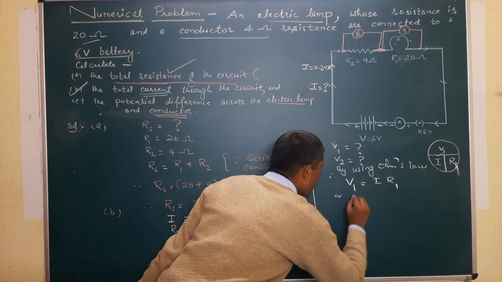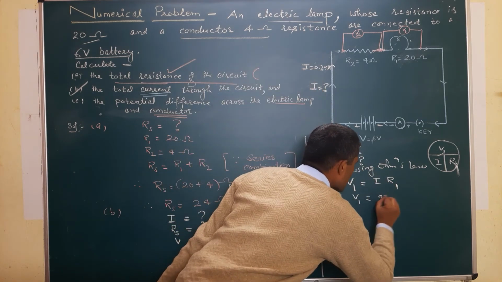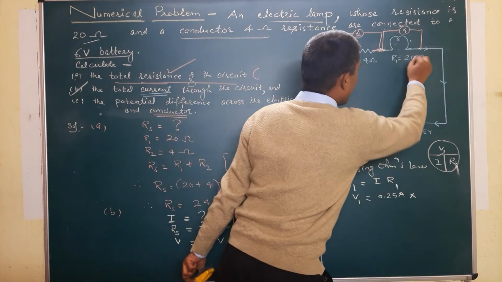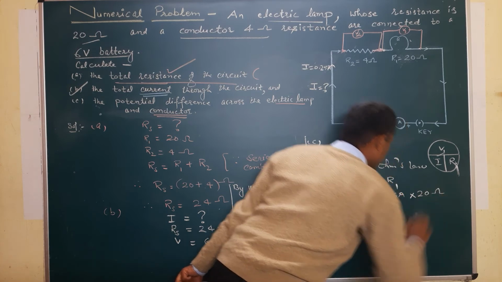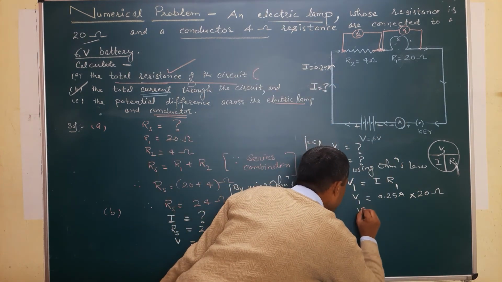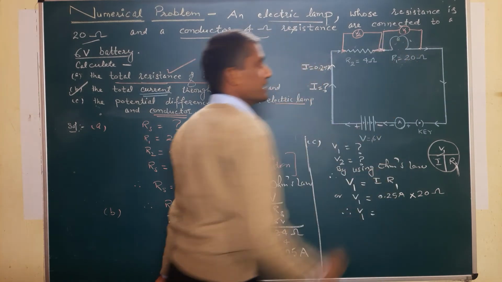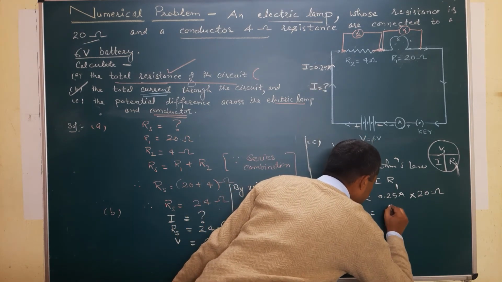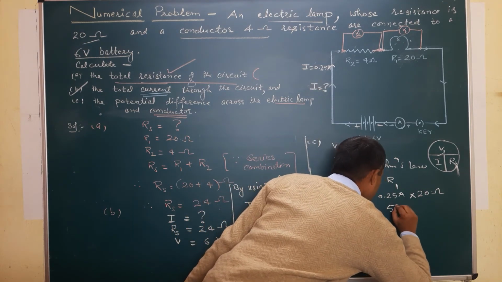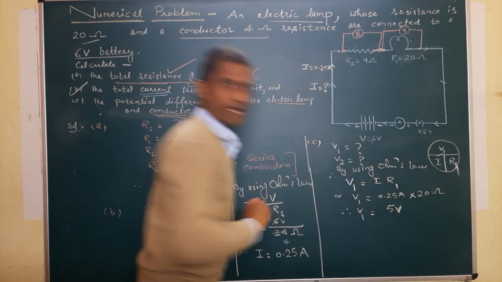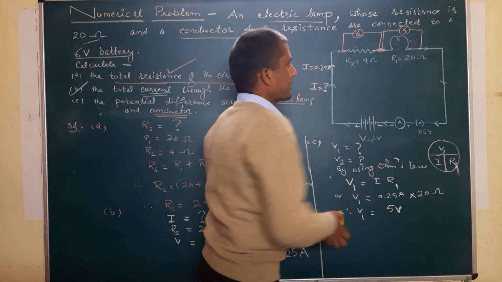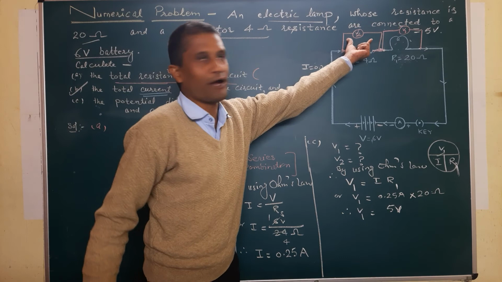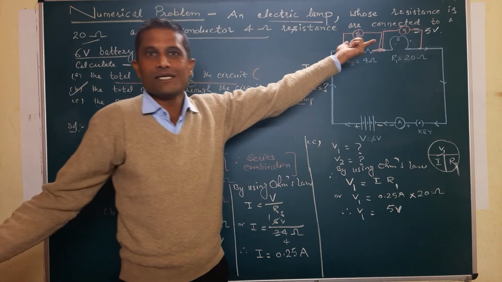V1 is equal to I, 0.25 ampere, which you have calculated already, multiplied by R1, which is 20 ohm. Multiply these two and we get V1, the potential difference acting across R1, equal to 5 volt. 5 volt potential difference is acting across R1. Now we are going to find out V2. Remember, it is going to be 1 volt.